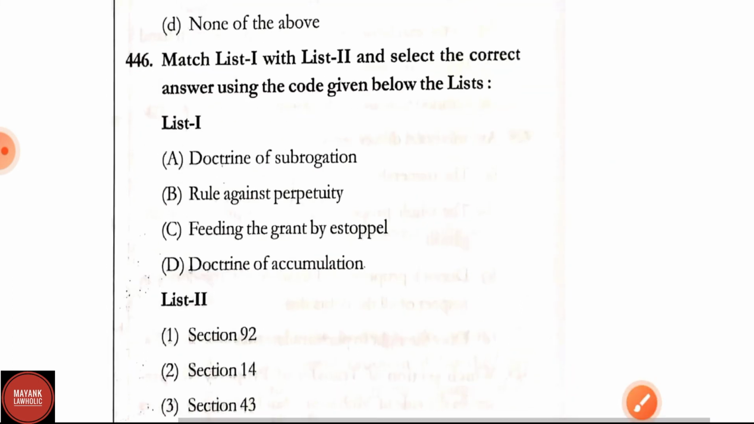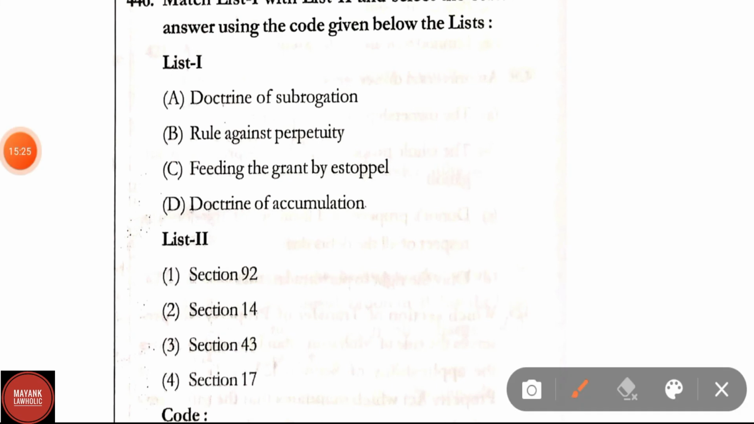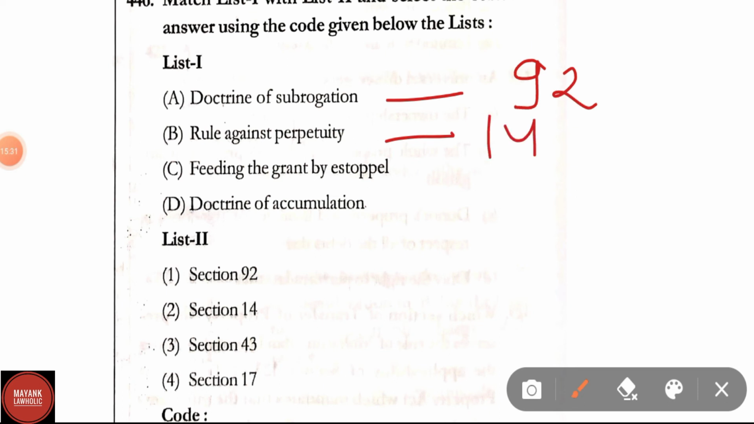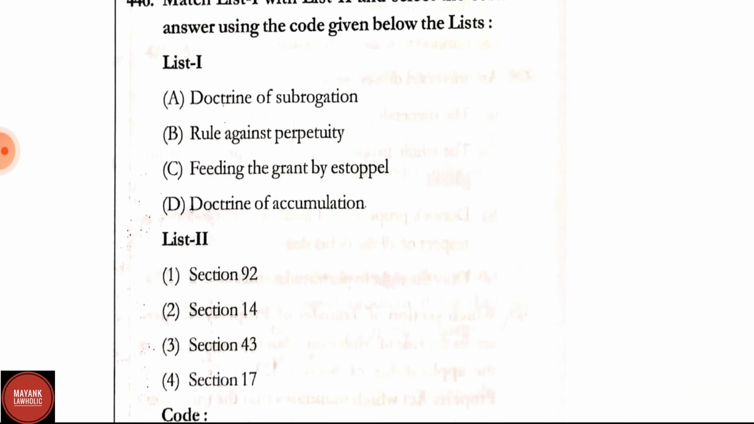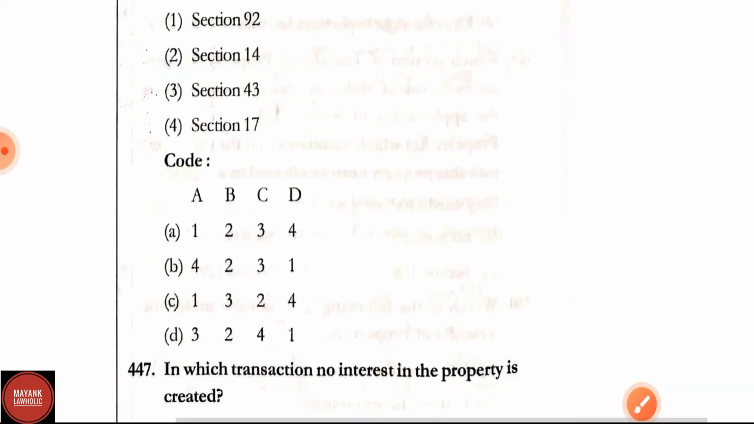Question number 446. Doctrine of subrogation. Correct answer is section 92. Rule against perpetuity. Correct answer is section 14. Feeding the grant by estoppel. Correct answer is section 43. And doctrine of accumulation. Correct answer will be section 17. Here, by going through these matches, the correct answer will be option A.